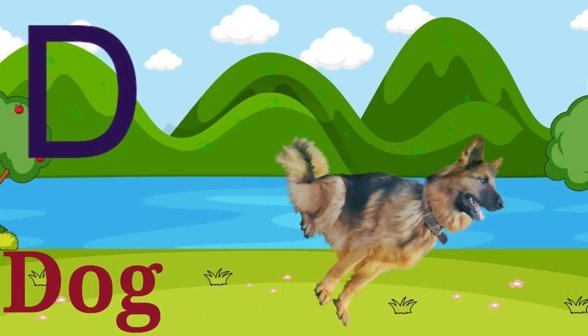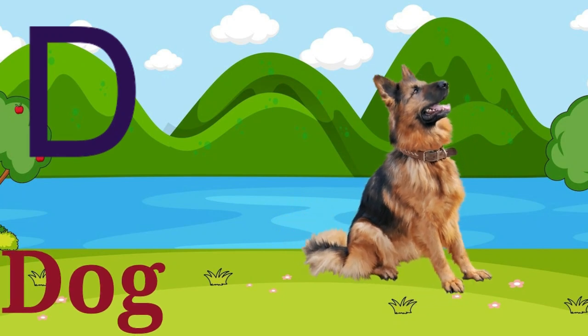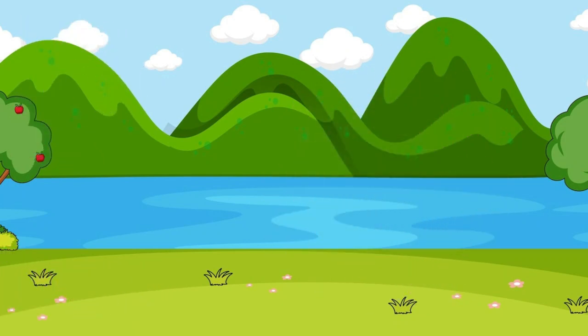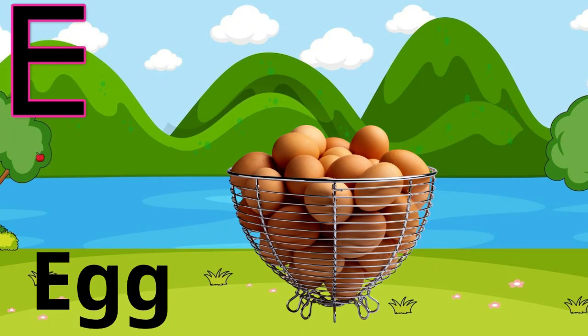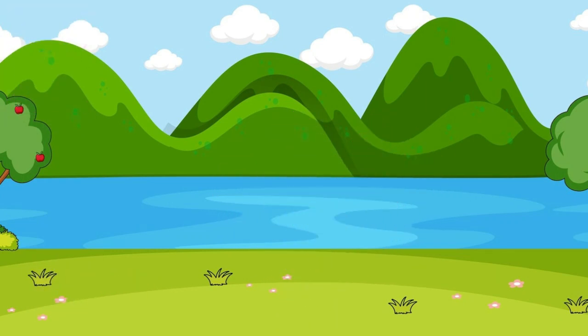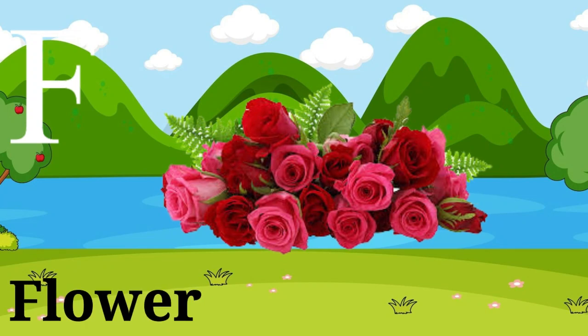D for dog. D for dog. E for egg. E for egg. F for flower. F for flower.